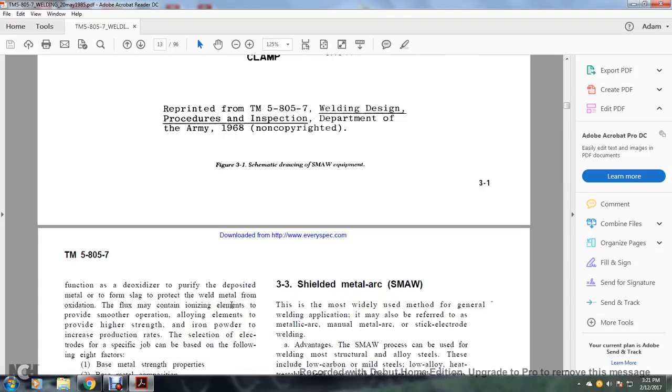Flux may contain ionizing elements, providing a smoother operation, and allowing the elements to provide higher strength, with iron powder to increase the production rates. The selection of the electrode for a specific job can be based on the following 8 factors.